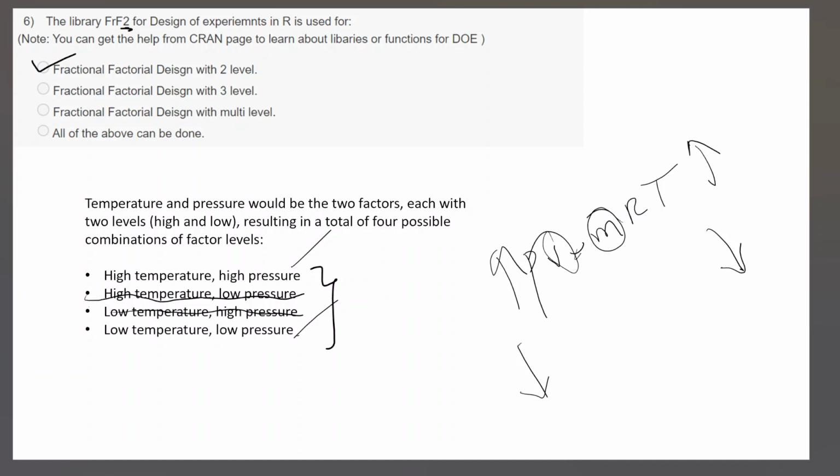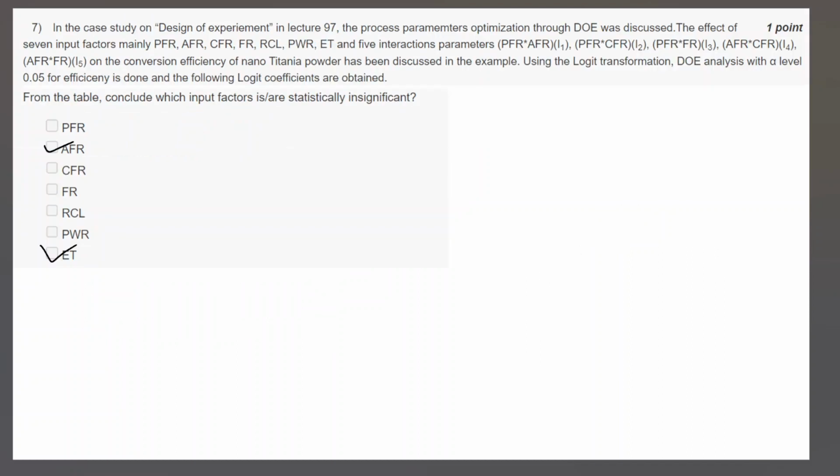This is fractional factorial design, and there is a function to do this. In the case study of design of experiments, the process parameters are considered as input factors: DFR, EFR, CFR, and so on, these five fraction parameters. We also discussed the interactions I1, I2, I3, I4, and I5 for the conversion efficiency.